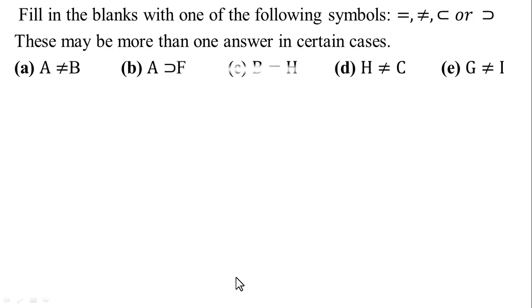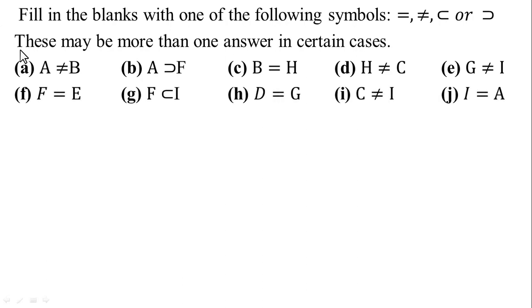Now in the first part, A is equal to B. In part B, F is a subset of A. In part C, D is equal to H. In part D, H is not equal to C. In part E, G is not equal to I. In part F, F is equal to E. In part G, F is a subset of I. In part H, D is equal to G. In part I, C is not equal to I, and in part J, I is equal to A.